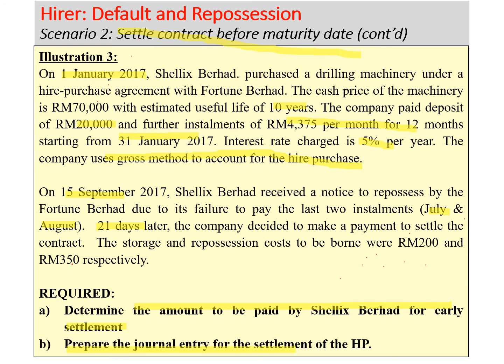So you have to prepare the journal entry. In order to prepare the journal entry, you need to compute the amount that the hirer, under this condition Shalik Berhad, has to pay. In order to compute the payments to be made by the hirer, first you determine the hire purchase price.